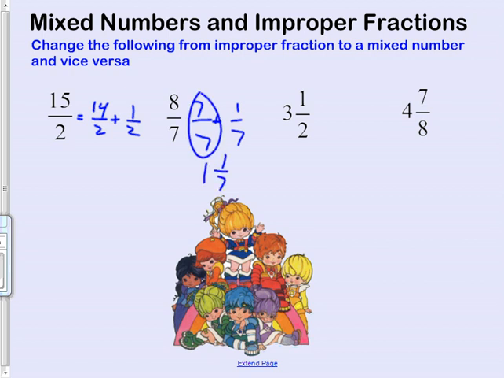Okay. The next part is where you change mixed into impropers. That times that plus that. 3 times 2 is 6 plus 1 is 7 1/2. Do that on the other one. Check your answer with the first person I compared you with.